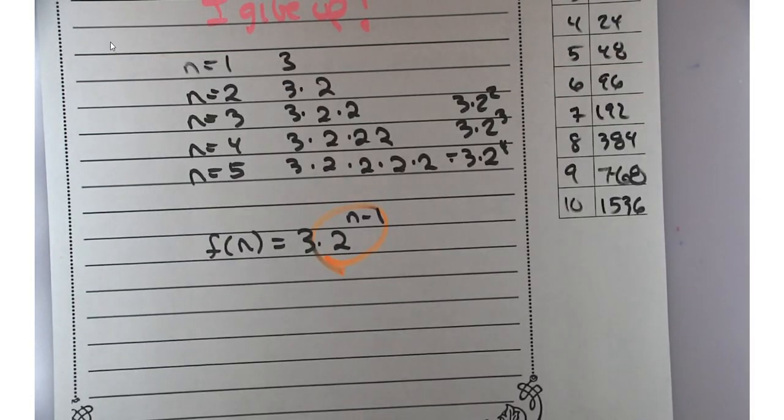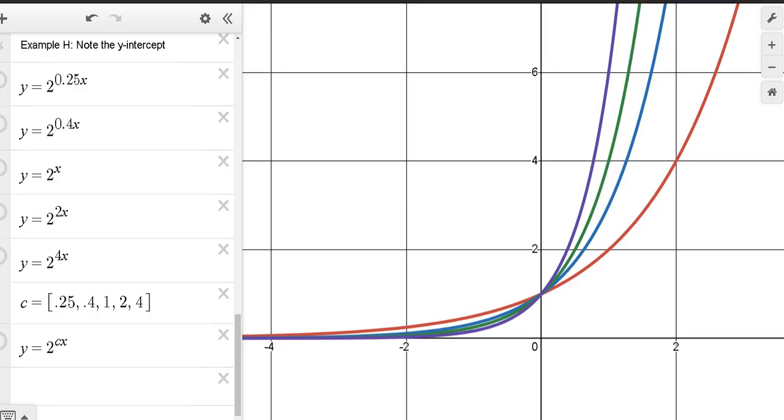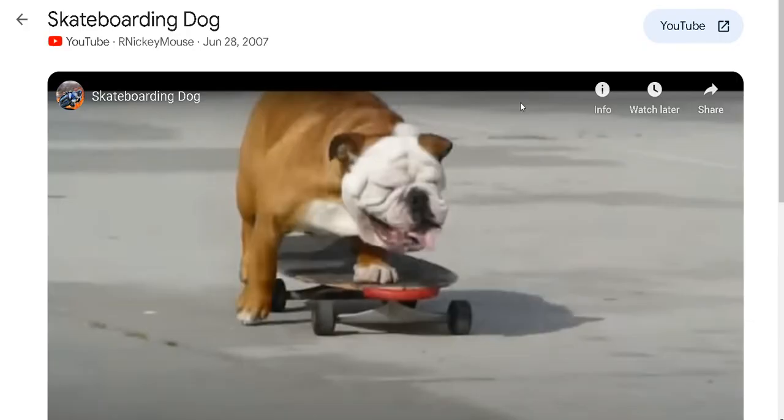Another place you'll see exponential functions. This one's kind of cool. Where is it? Not that one. Here we go. Yeah, this guy.